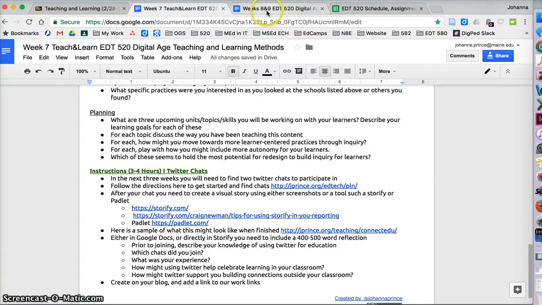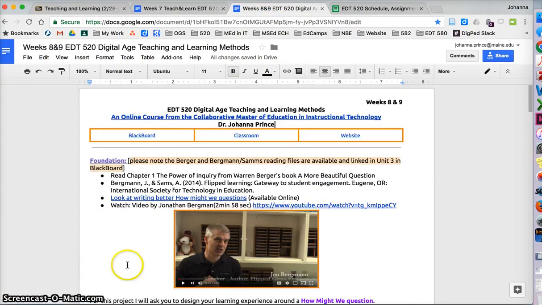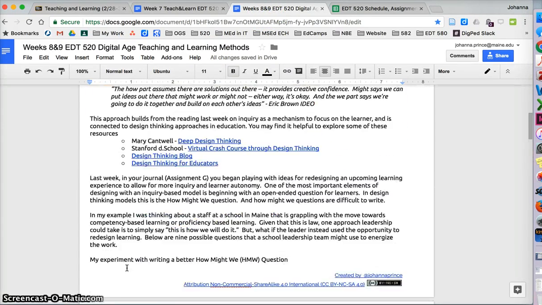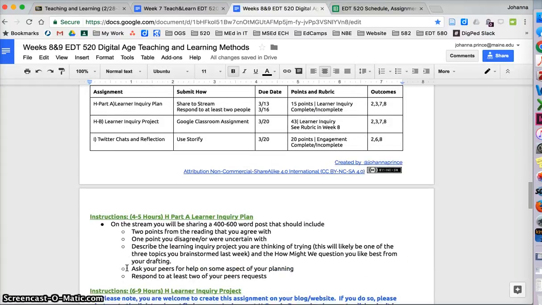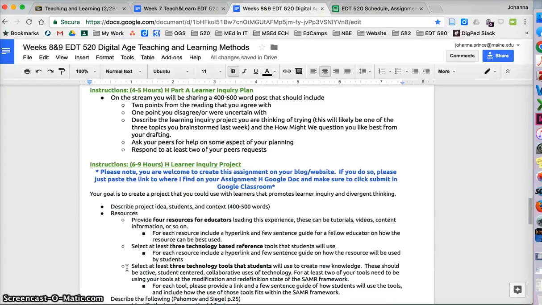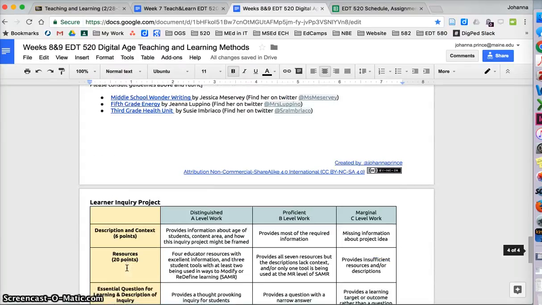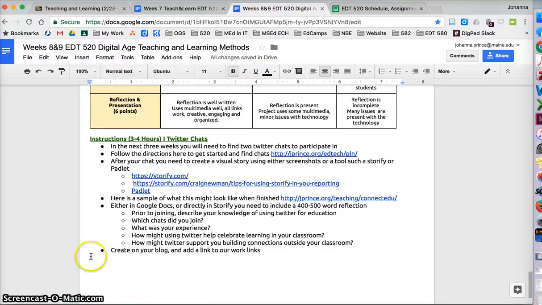So like I said, you may want to look ahead at weeks 8 and 9, just so you can get a handle on where we are going with those next steps: the plan for the learner inquiry project, and then the project itself, and also the Twitter chats.